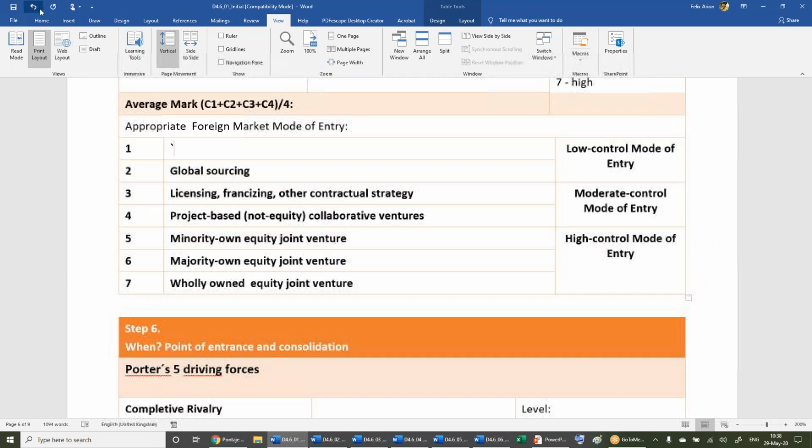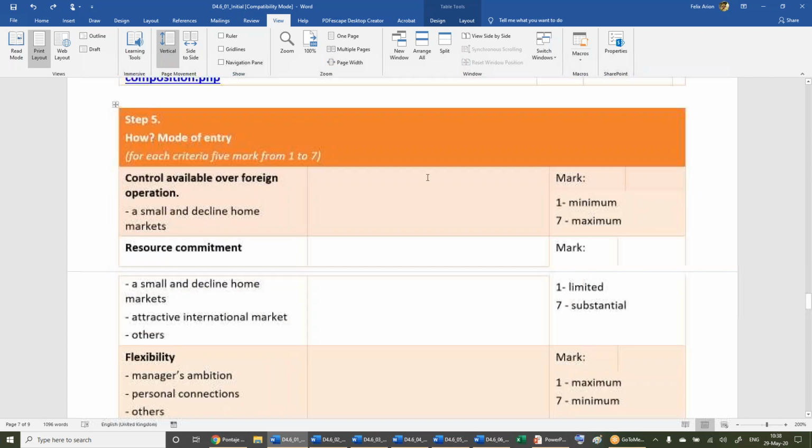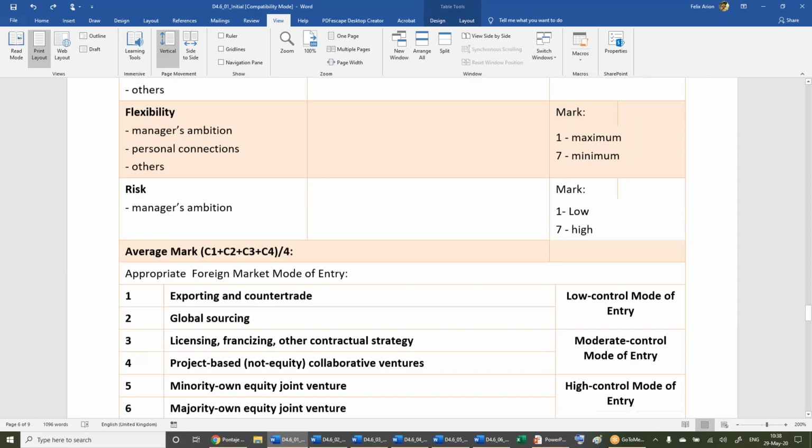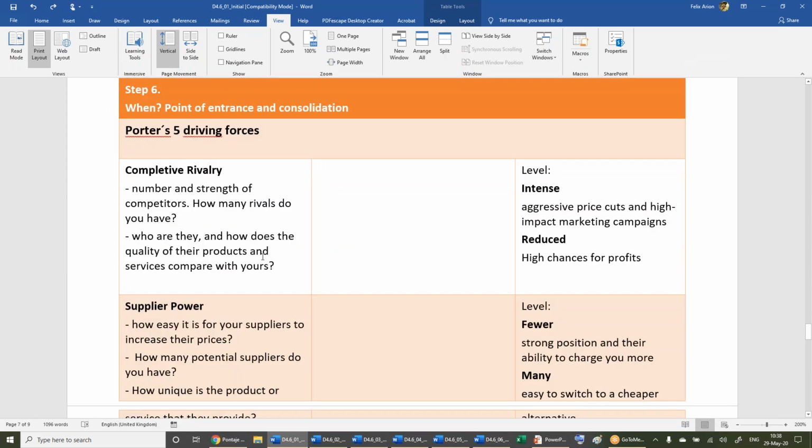For instance, if you want to create, let's say, a wholly owned equity joint venture in a different country, and you don't know the market, we will try to convince you to think again or to find more information about the market.